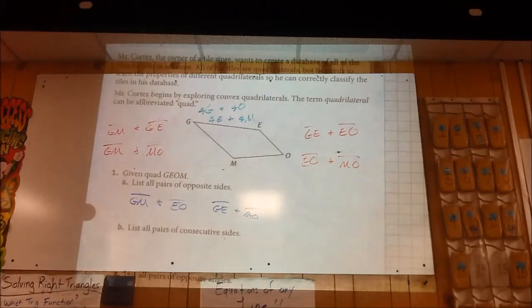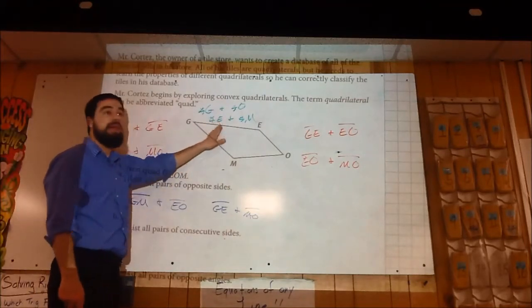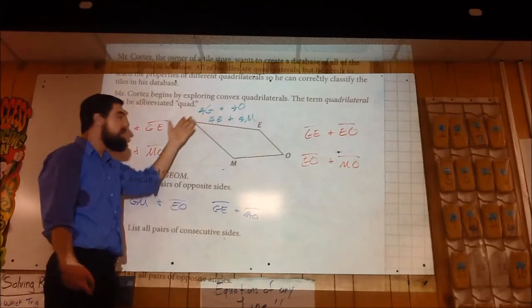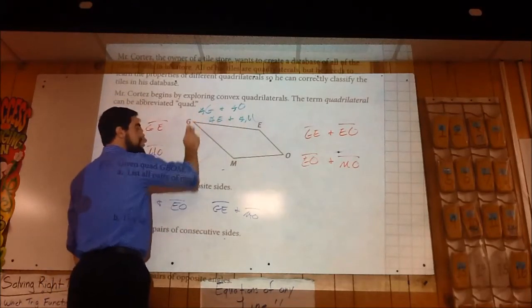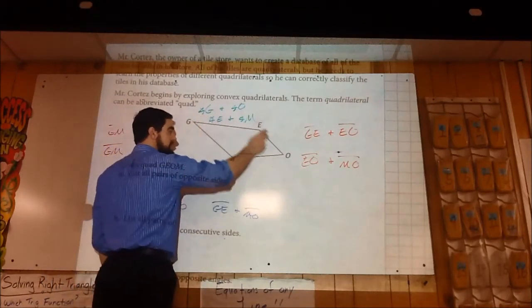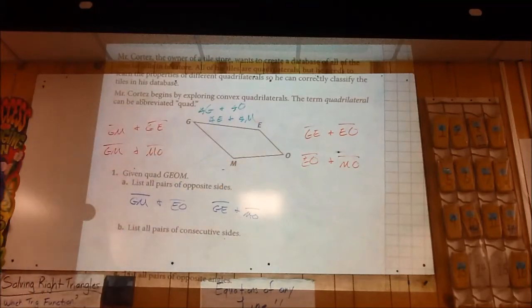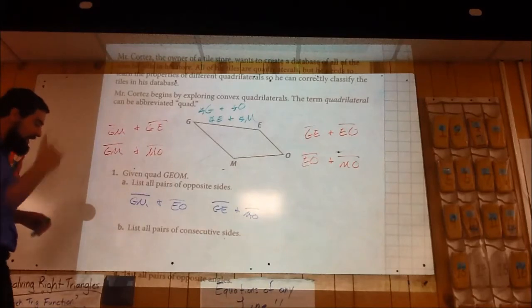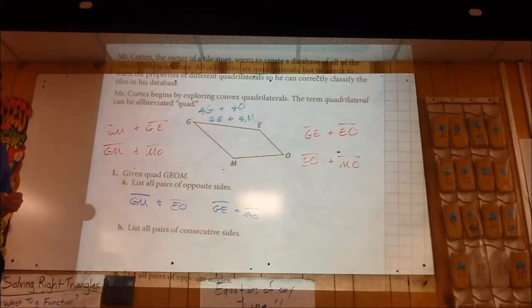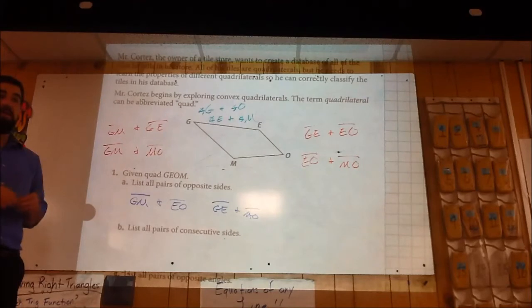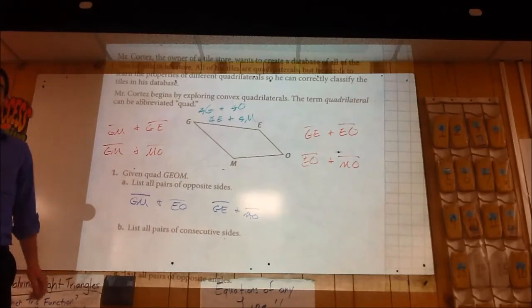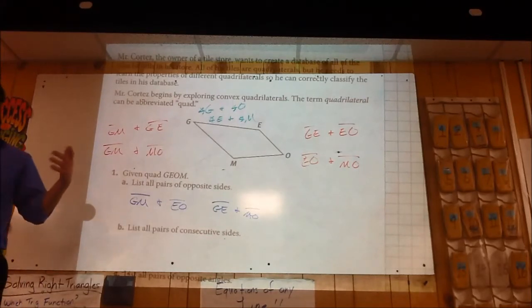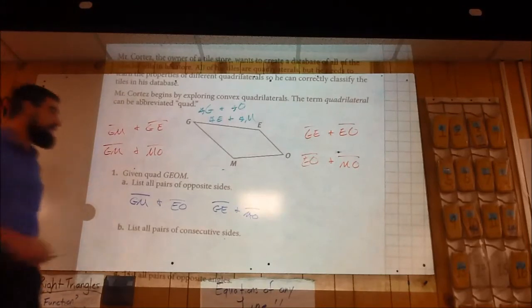We are allowed to just use the single letter naming process, just the vertex. We don't have to say angle EGM is opposite to EOM, not in this case, but understand that that may be a possibility when we're moving on further into this activity. The next item asks for us to list off the consecutive angles, correct? Consecutive angles. So just like the sides, there's four of them, so there's going to be four consecutive angles.